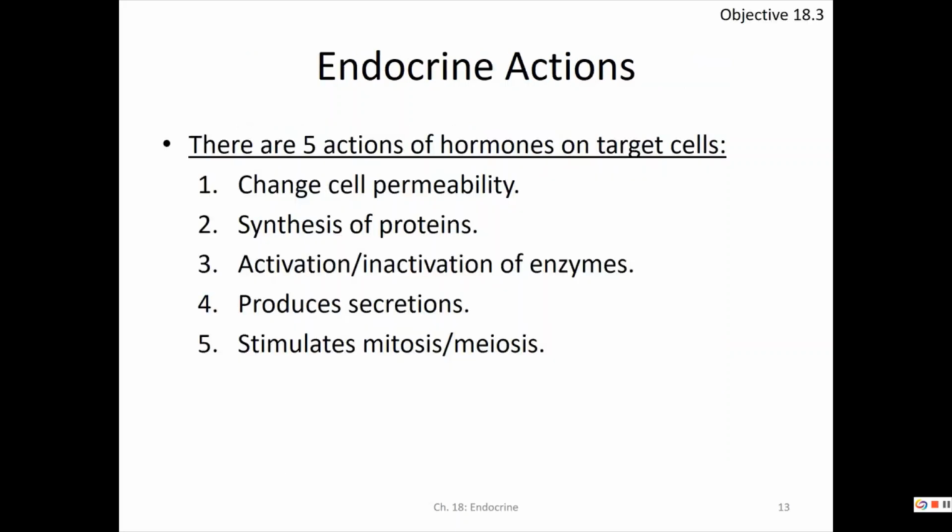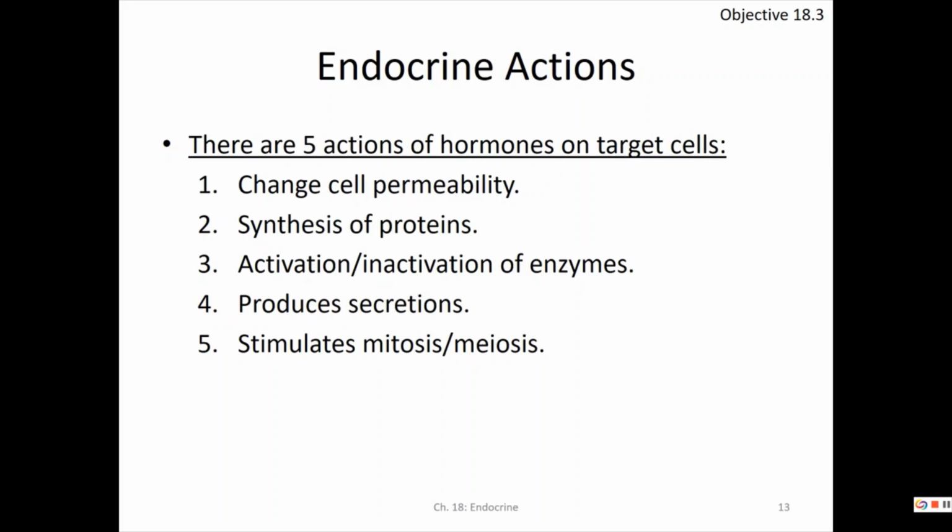Okay. Now, what happens when a hormone binds to a cell? The hormone was released from an endocrine gland. It went into the extracellular fluids. It traveled into the bloodstream, traveled through the bloodstream, got to the target cell. It's there now, and it binds to the target cell. What does it do? There's 5 main things that a hormone does when it gets to its target cell. One of the things it might do is change permeability of the cell.